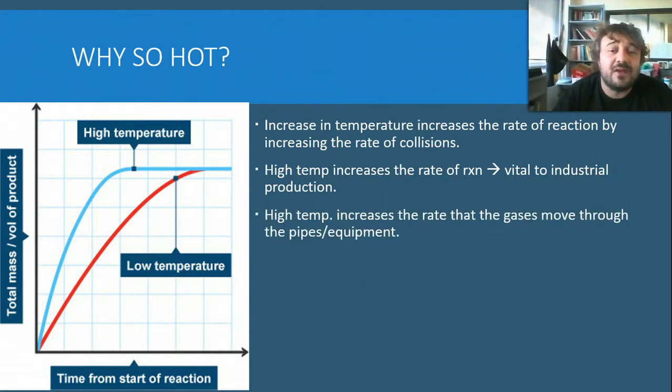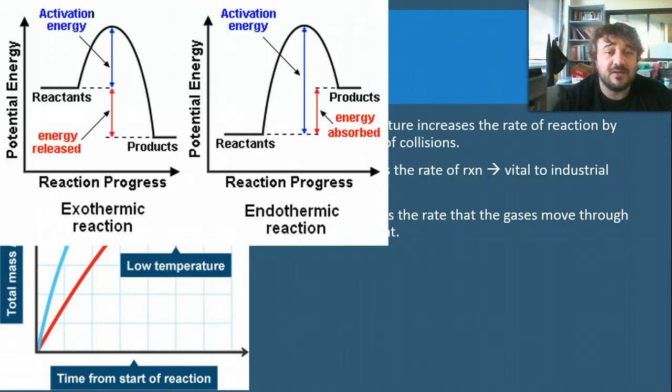The higher temperature also increases the rate that the gas moves through the pipes and equipment, so it also makes it a more efficient one. So as we heat up the reaction, the rate of reaction increases. The speed that it moves through the system is also faster, yet we have the downside here of it reducing the yield. Okay, and we see that here, right?